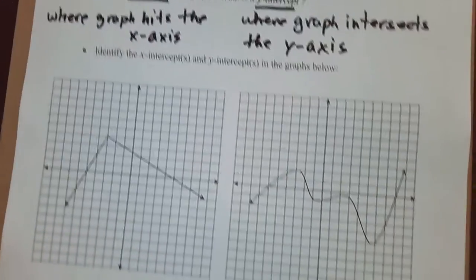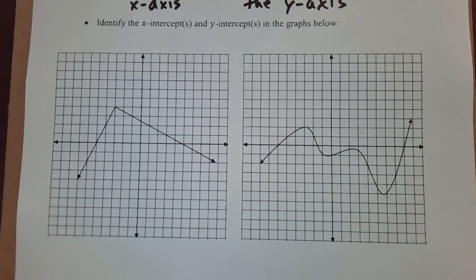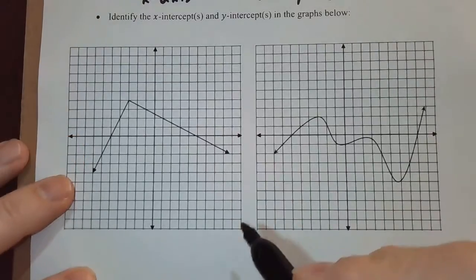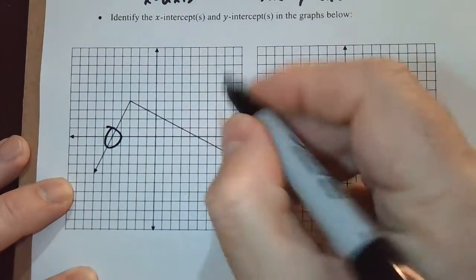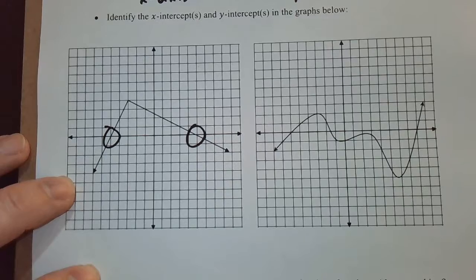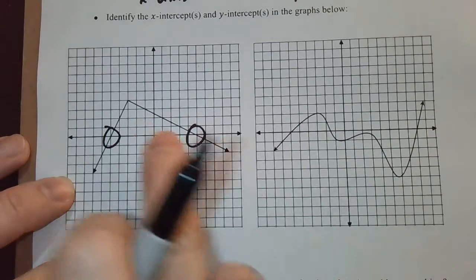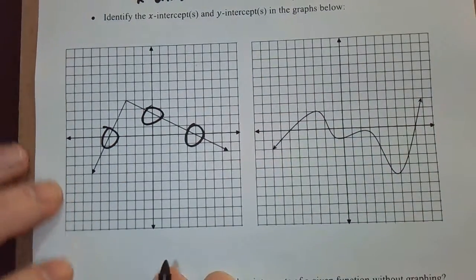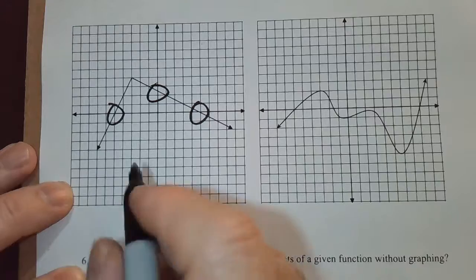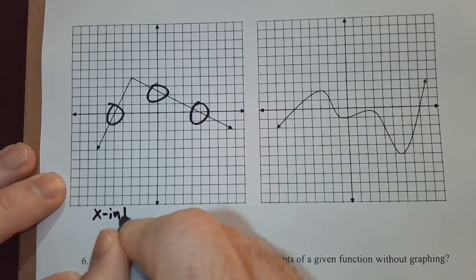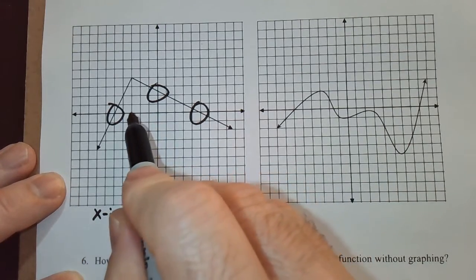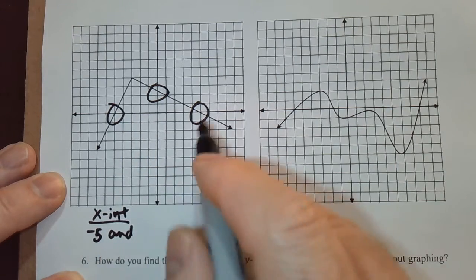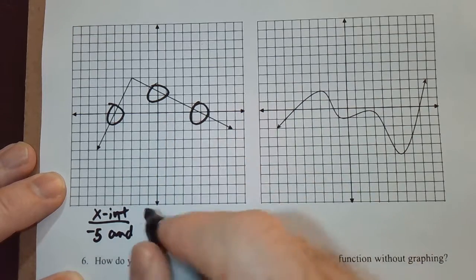Okay, so let's say we've got these two graphs. They're already done for us. Let's identify the x-intercepts and the y-intercepts. This is pretty easy. I'll go circle them. Those are the x-intercepts, because that's where they intersect with the x-axis. And this would be the y-axis right here. I think the x-intercepts are easy. Negative 1, 2, 3, 4, 5. Negative 5 and 1, 2, 3, 4. And positive 5.